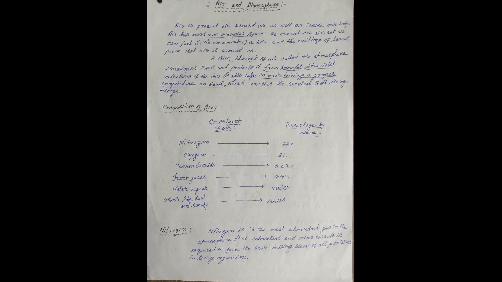Now we discuss the components: nitrogen, oxygen, carbon dioxide, inert gas, water vapor, and dust and smoke. Nitrogen. Nitrogen is the most abundant gas in the atmosphere. It is colorless and odorless. It is required as the basic building block of all proteins in living organisms. Next abundant gas is oxygen.